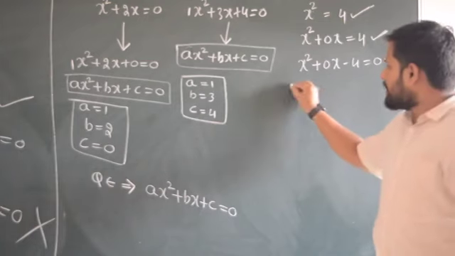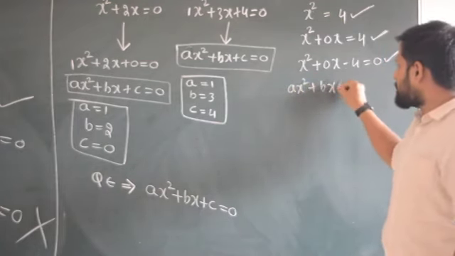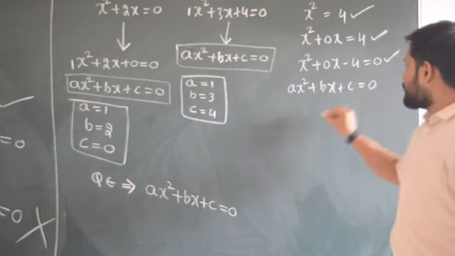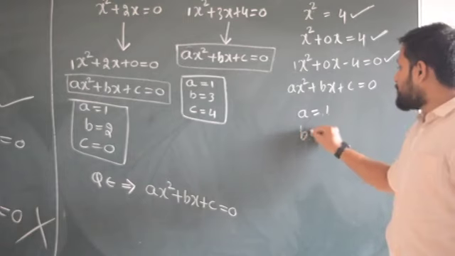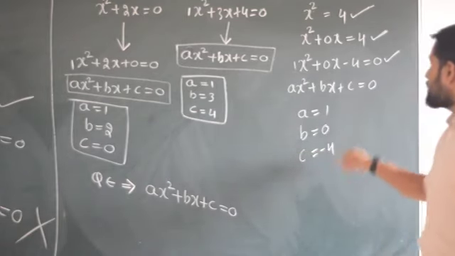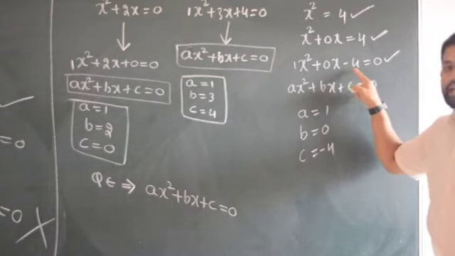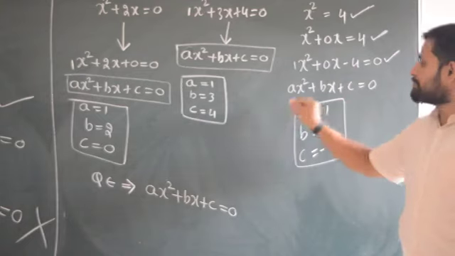Now you can compare it with ax square plus bx plus c is equal to 0. Then a becomes what? Again the same case 1. Again b becomes what? 0. C becomes what? Now look at this. This is going to be minus 4. My dear children, here I have minus 4. The value of c is going to be minus 4.